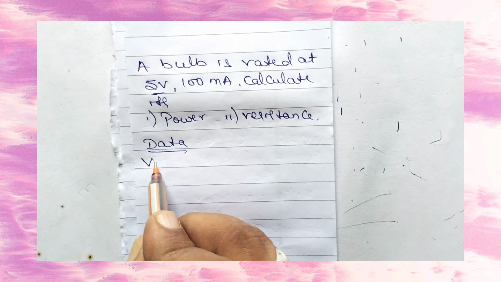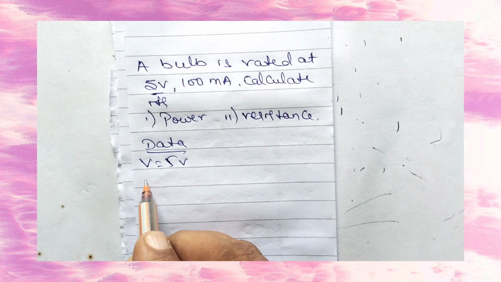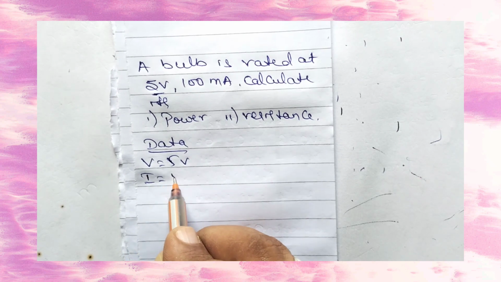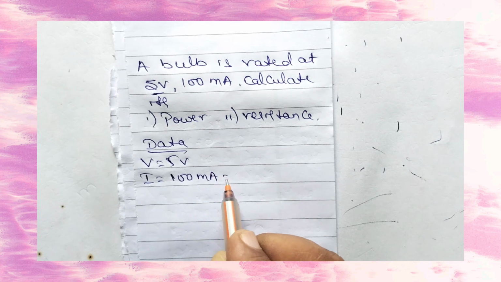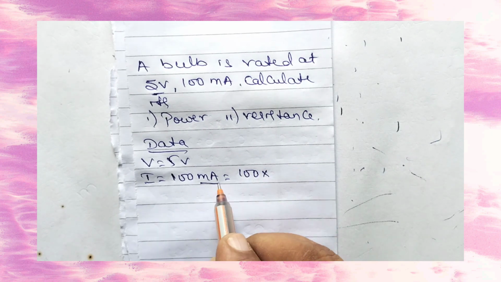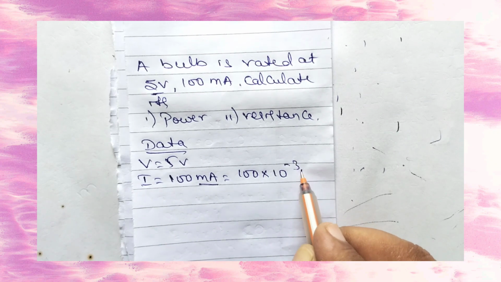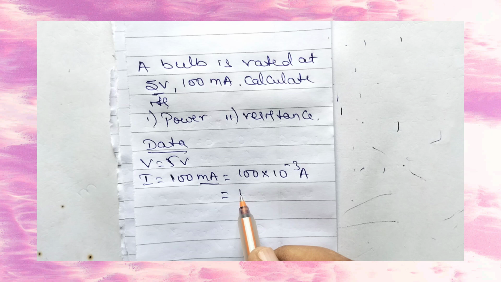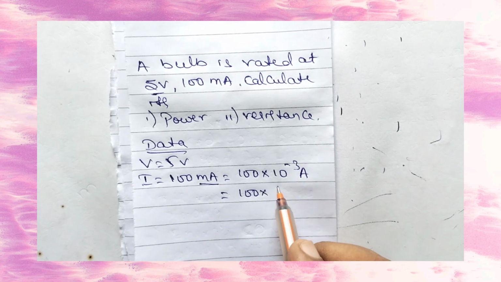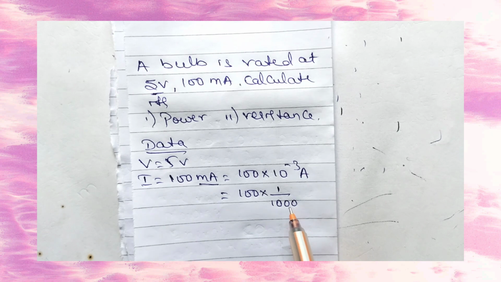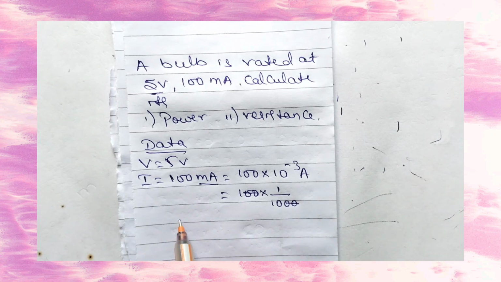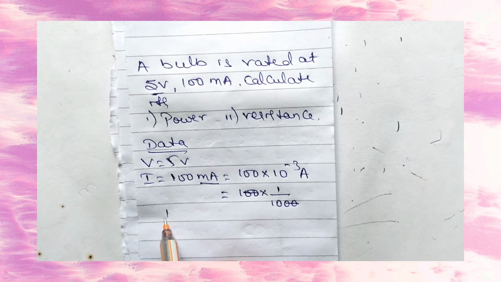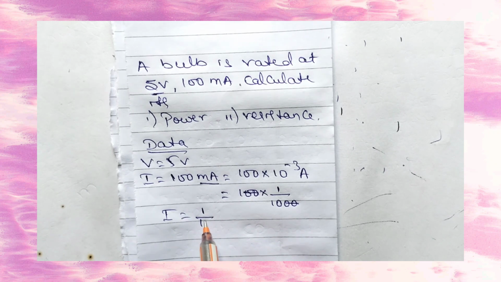In the data they have given voltage is equal to 5 volts, then current is given as I is equal to 100 milliampere. That is equal to 100 into 1 milliampere, which is 10 to the power of minus 3 ampere. So that is equal to 100 into, 10 to the power of minus 3 can be written as 1 divided by 1000. So 10 to the power of minus 3 ಕೆಳಗಡೆ ಬಂದರೆ 10 to the power of 3 ಆಯಿತು. 10 to the power of 3 ಅಂದರೆ 1000. So here 00, here 00 get cancelled. So remaining is 1 by 10 ampere. So current I is equal to 1 by 10 ampere.